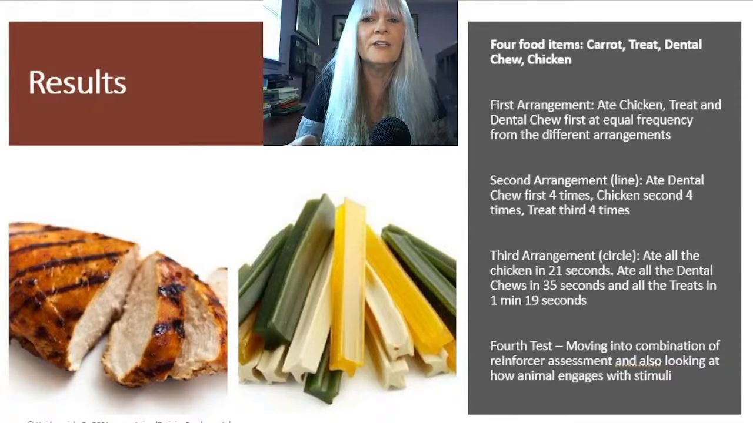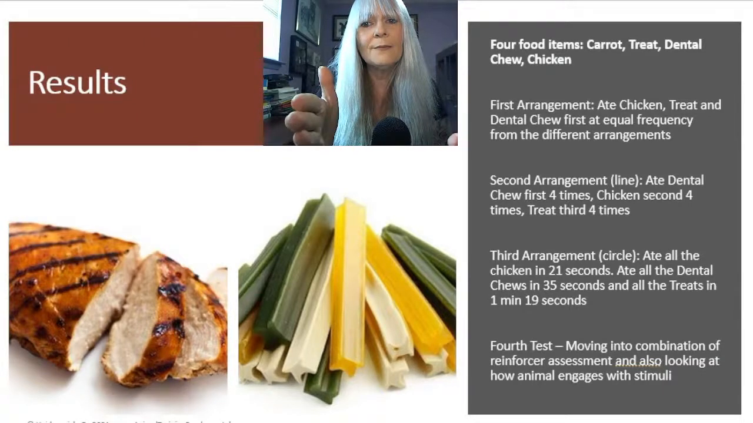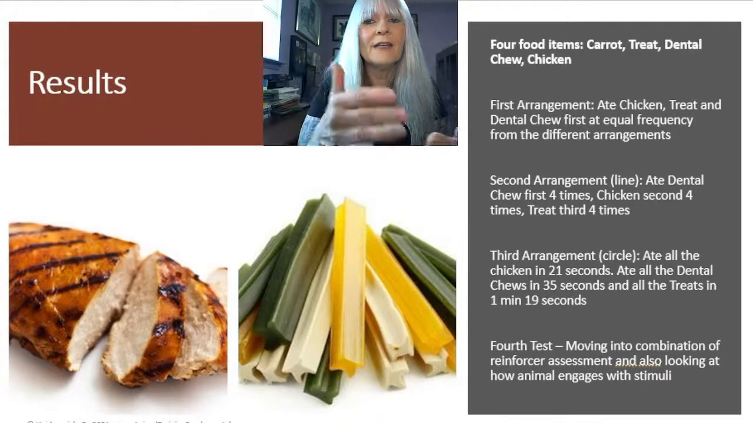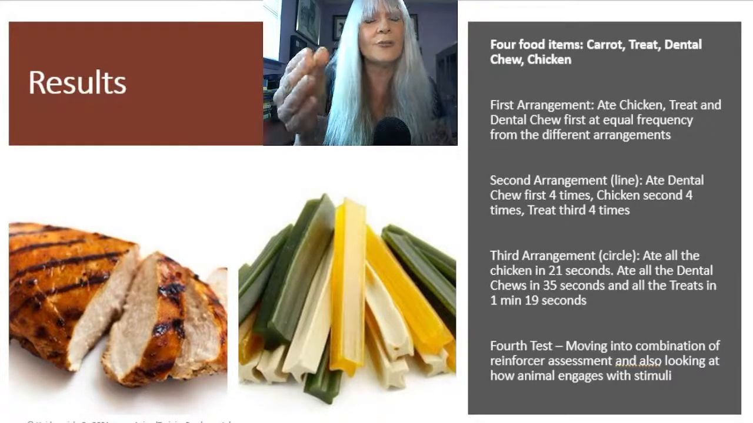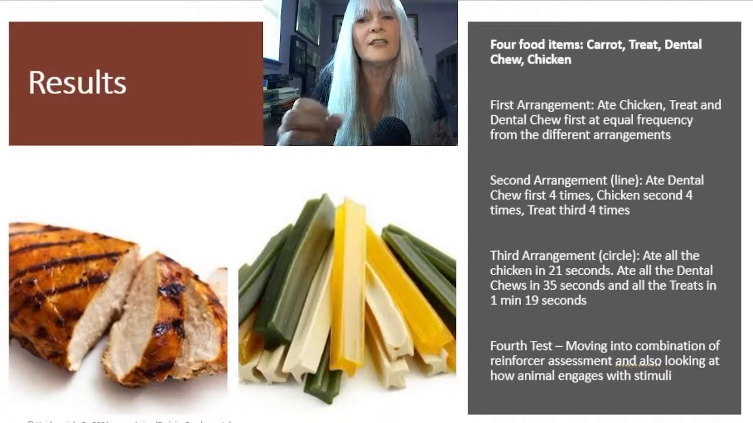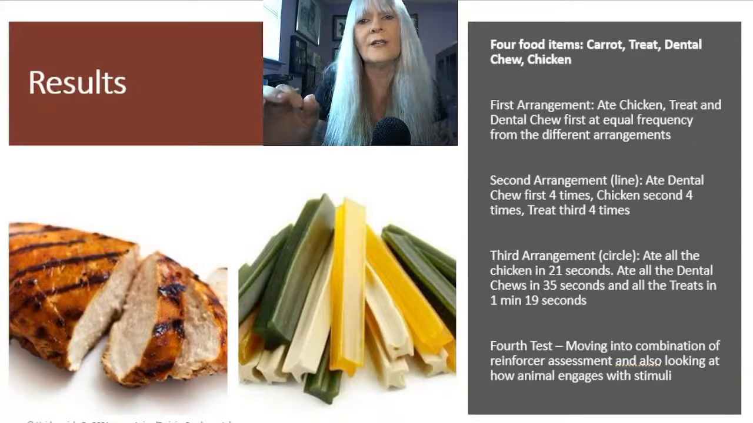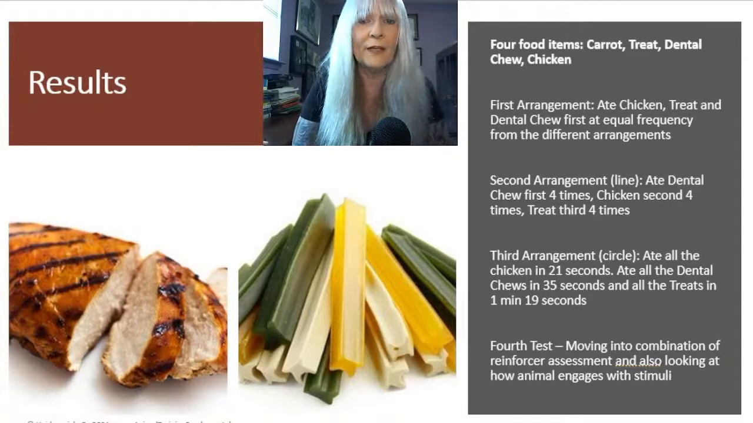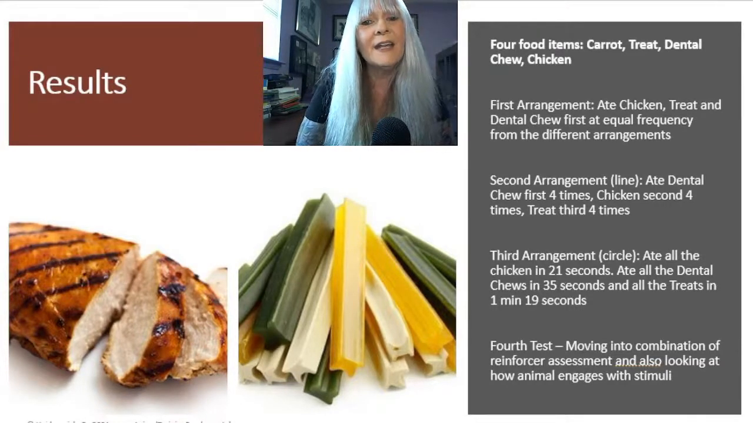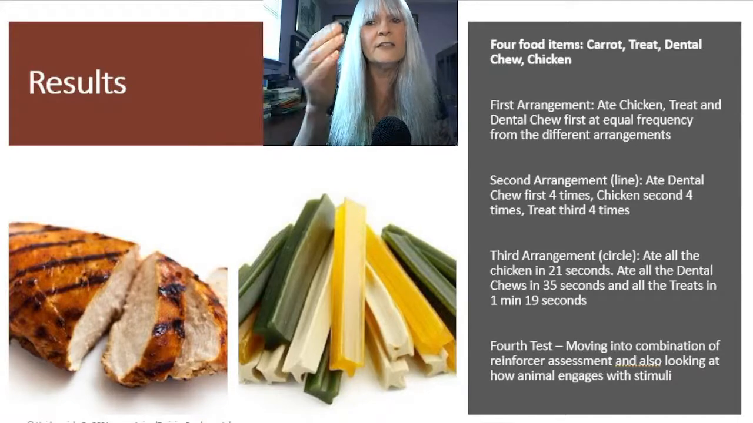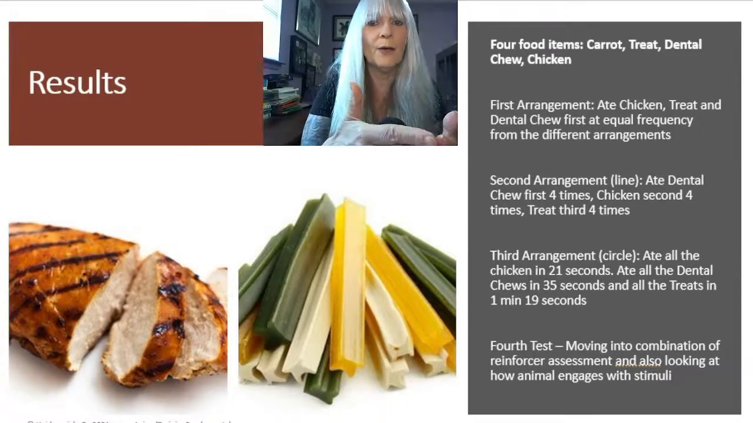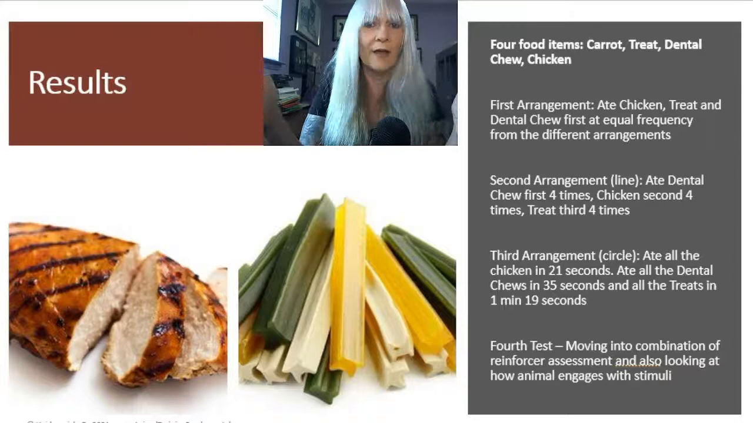But in the second arrangement, he ate the dental chew first 4 times. He ate the chicken second 4 times, and he ate the treat third 4 times. So it seemed like the dental chew was the preferred item, the chicken was second in that ranking, and the treat item was third. Speaking of my dog. But in the third arrangement, I basically just timed where in the timeline he ate things.